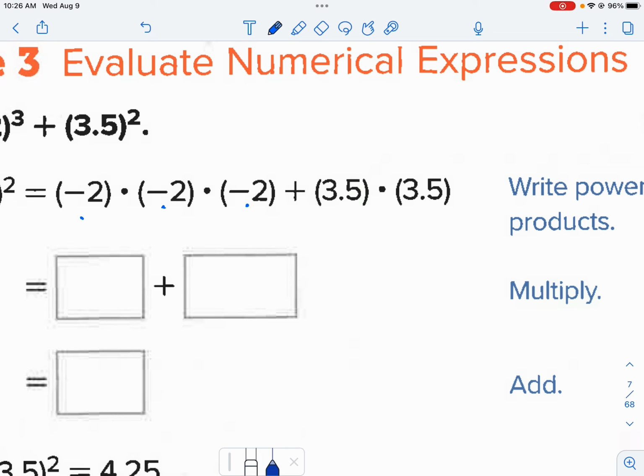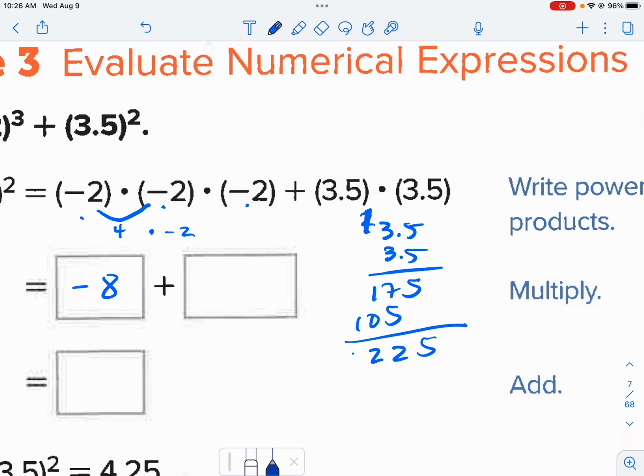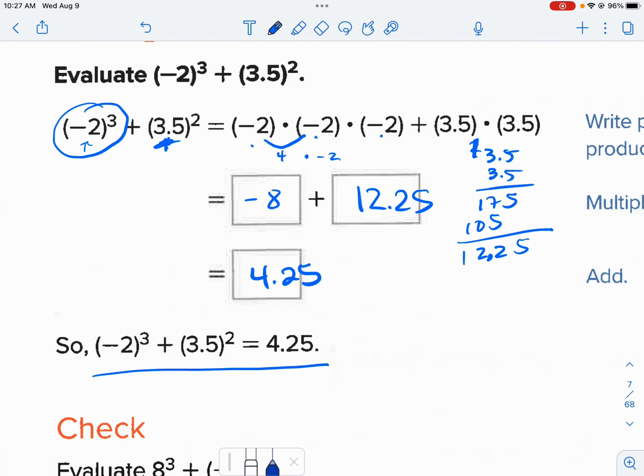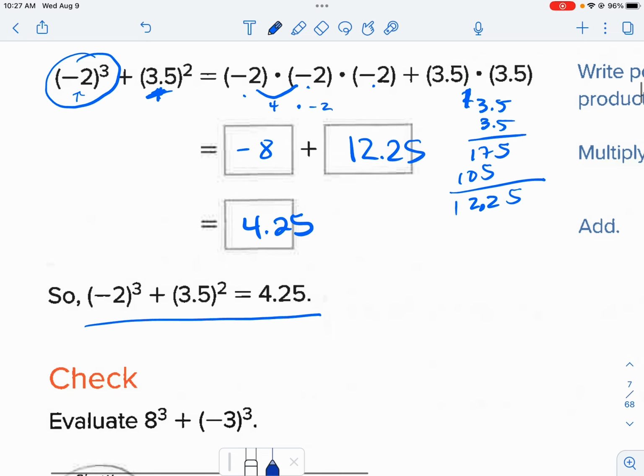So now I'm going to multiply this out. So negative 2 times negative 2 is going to get me 4. And then 4 times negative 2 is going to get me a negative 8. Then 3.5 times 3.5, that's 12.25, with 2 decimal spots. And I subtract 8, I'm going to get 4.25. And there we have it. It comes out to negative 2 in parentheses raised to the third power plus 3.5 squared is going to get us 4.25.